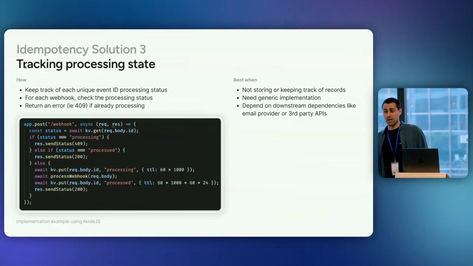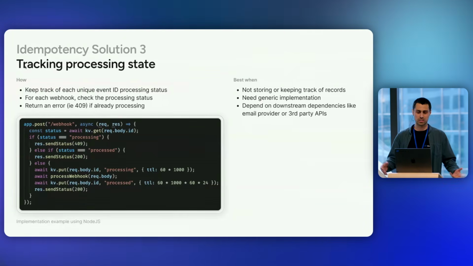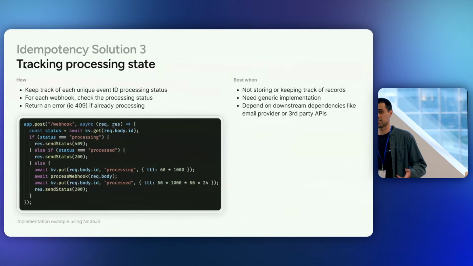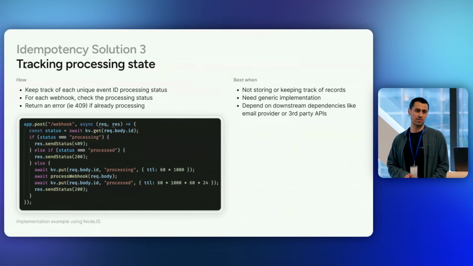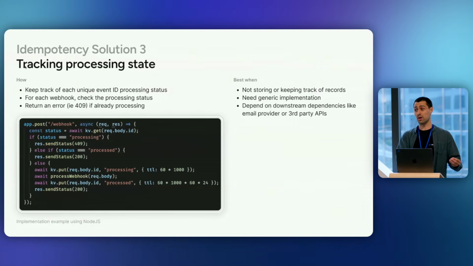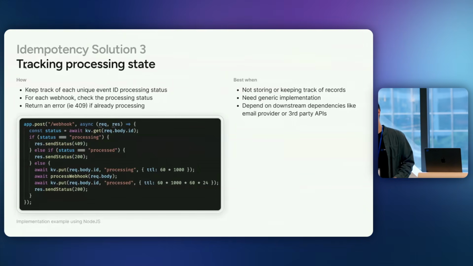The last one is tracking the processing state. That is especially relevant in the context where you're not actually keeping the records and you have nothing to compare against. The idea here, with a Node.js example, is that you're using a separate storage that needs to be async compliant, once again, to track whether for that specific webhook you already processed it, you're processing it, or you've never seen it before.